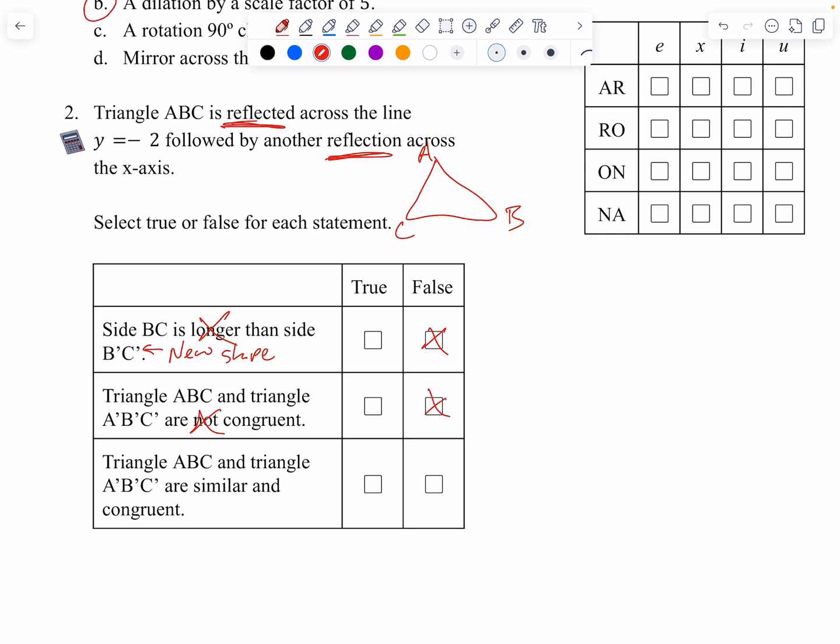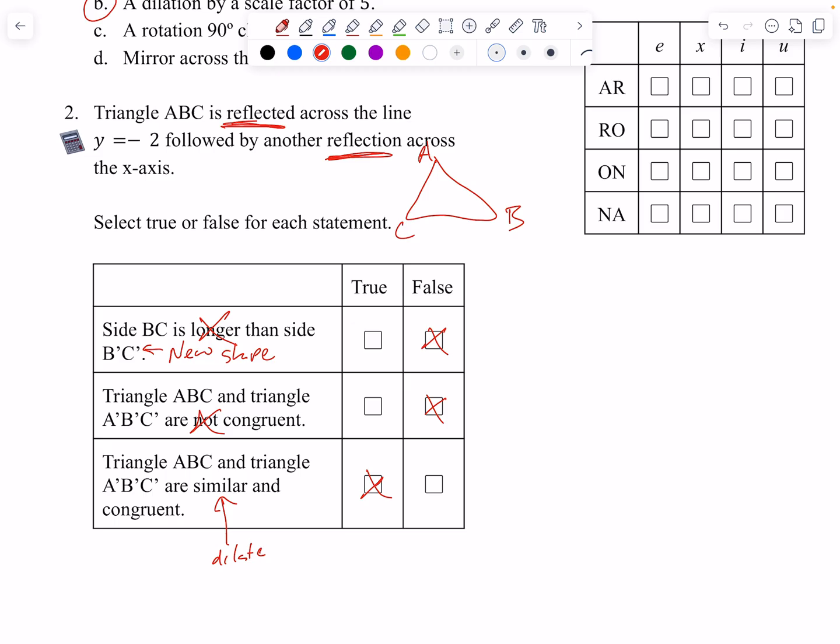No, they are congruent. So that is also false. Okay, they are congruent. Triangle ABC are similar and congruent. That is true. So when you're going to find out, you're like, wait, why? They love this question. Similar and congruent. Similar means they are same shape. Similar also is dilate. Okay.